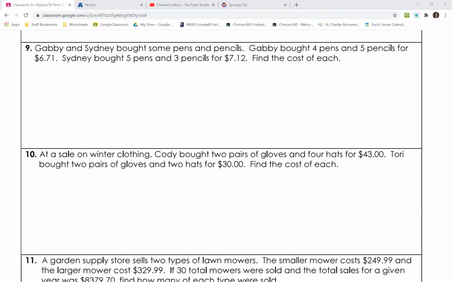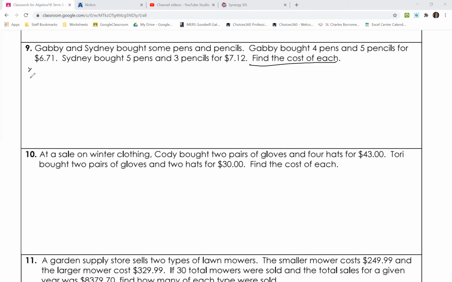Okay, so let's go ahead and read through the question first. Gabby and Sydney bought some pens and pencils. Gabby bought 4 pens and 5 pencils for $6.71. Sydney bought 5 pens and 3 pencils for $7.12. Find the cost of each.